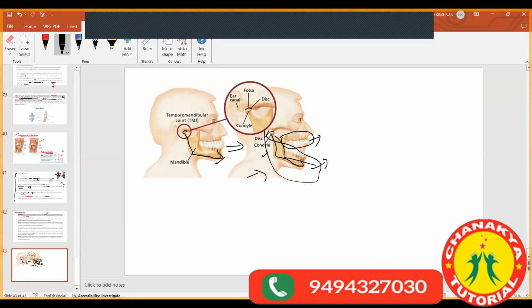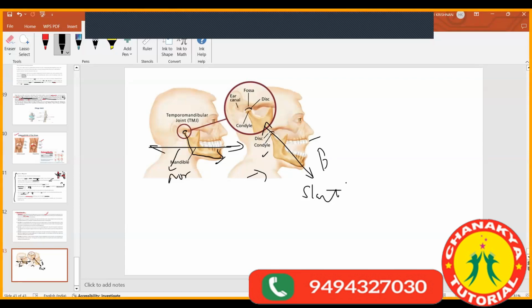So movement is possible in only one plane. You can open the mouth in this plane and then close it again. This plane and this plane. This is normal, this is normal, and this is slant. Only in two ways is the movement possible.